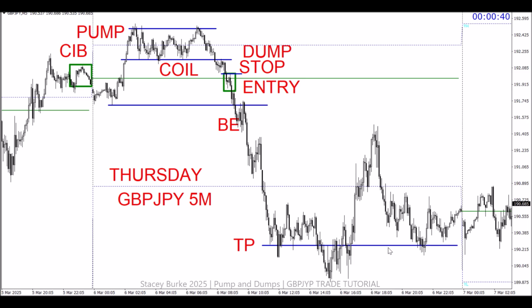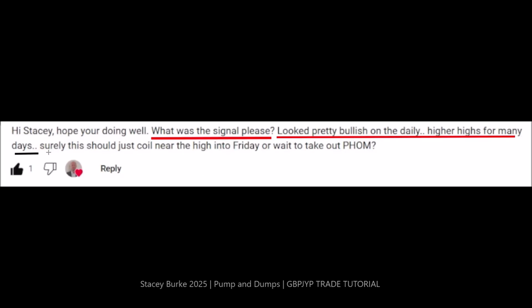But an excellent pump and dump reversal setup on Thursday after our close and breakout at the highest closing price of the week and the month, in this particular case, after 3 higher closes into a higher time frame selling area. And just to paint a picture again, surely this should just coil near the high into Friday or wait to take out previous high month. I'm not trying to trade a market. I have no predictions. I leave that for the smart people. I'm not looking for anything else.